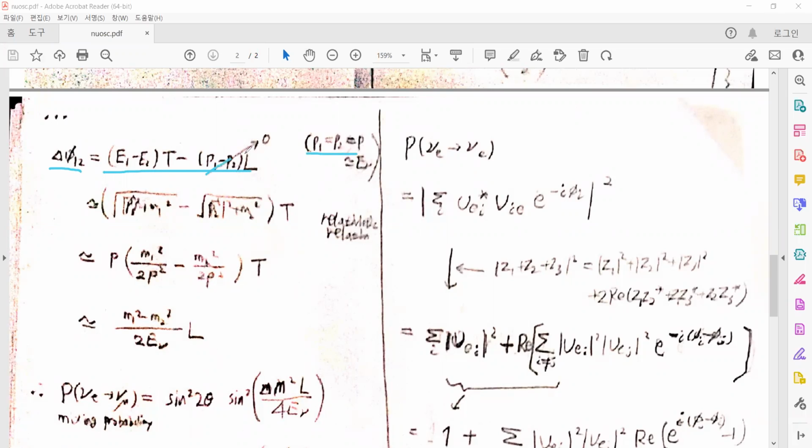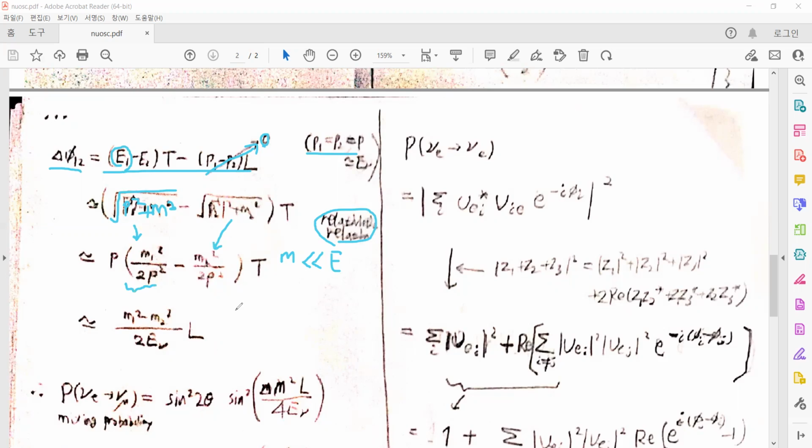So this term is equal to 0, and the energy can be written as the square root of p squared plus m squared, as a relativistic relation. Because the neutrino mass is extremely small compared with the neutrino's energy, by expanding this root, we can obtain this term, and also for the second term.